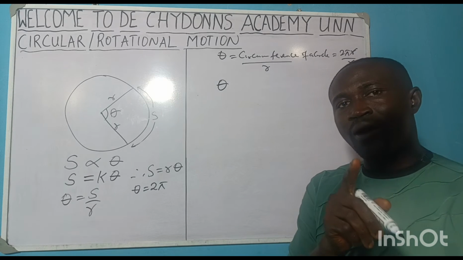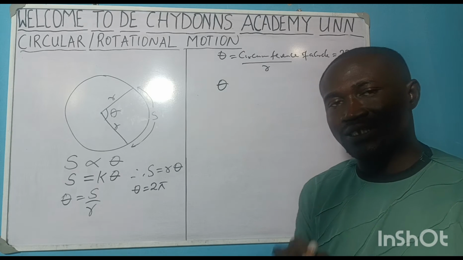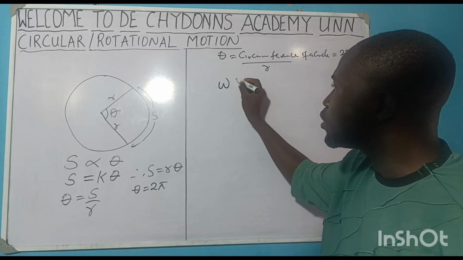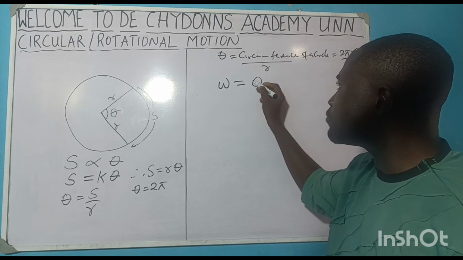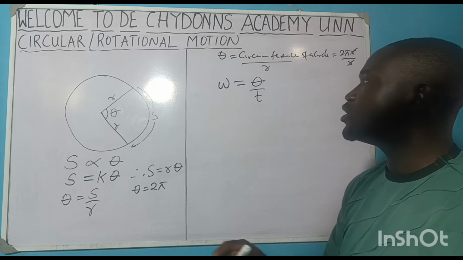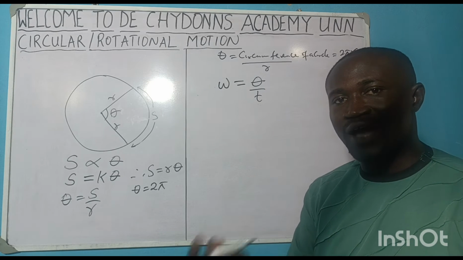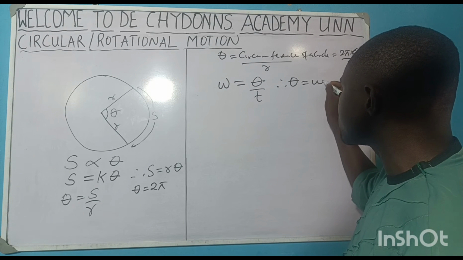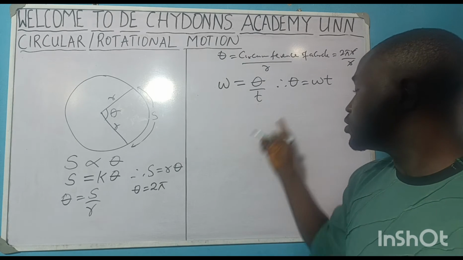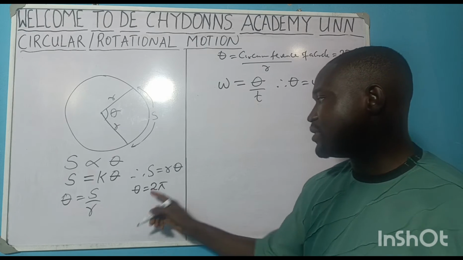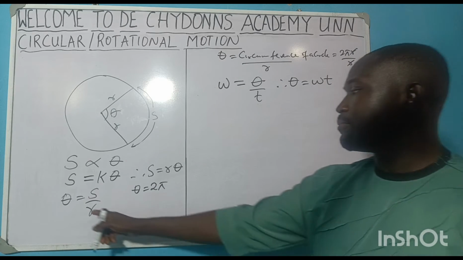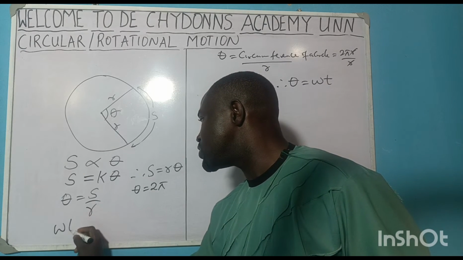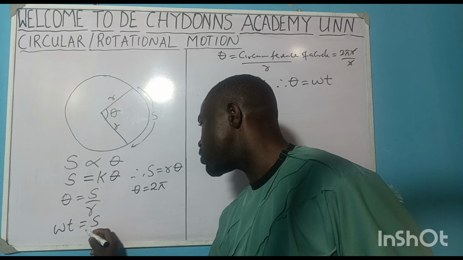Since theta is equal to 2 pi, what is another formula for theta? Do you still remember what we call angular velocity? Angular velocity simply means W equals the rate of change of angle. And therefore, we'll have theta again equal to WT. So you have this, you have this. We will now bring it into what we have here. We'll have WT equals S over R.